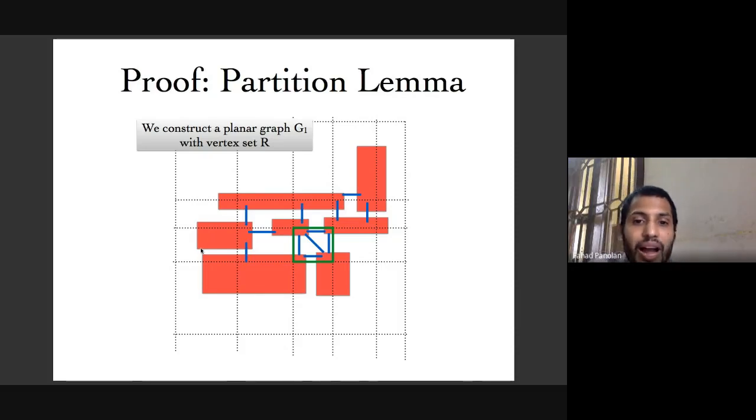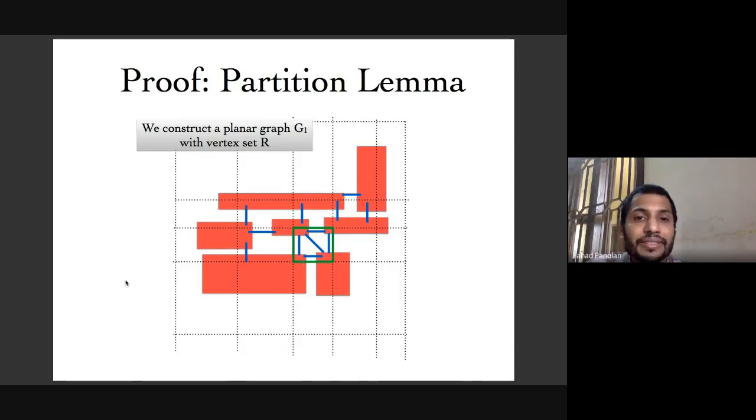Okay. So I have drawn. So now look at this graph. This is a planar graph, because I have not drawn any edges which are crossing. Clear? So the planar graph will have vertices, which is R. Vertex set is R.